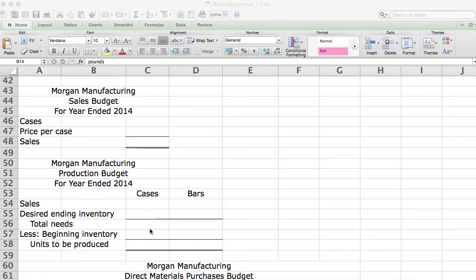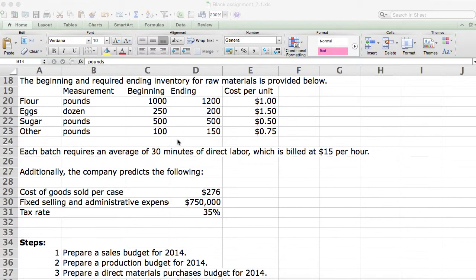Our production budget is calculated as the sales in cases and in bars, plus the desired ending inventory, gives you the total needs for production. You reduce that by the beginning inventory, and that gives you the total units to be produced. Your sales in cases and in bars is provided up at the top.